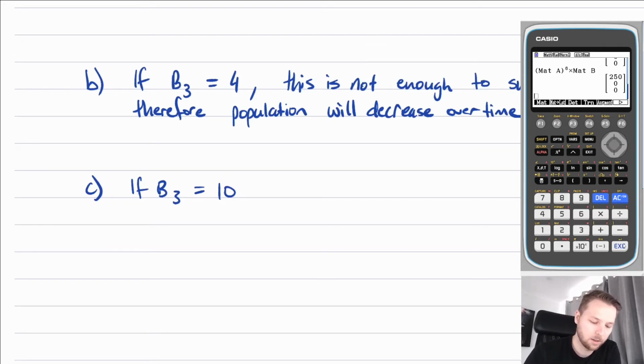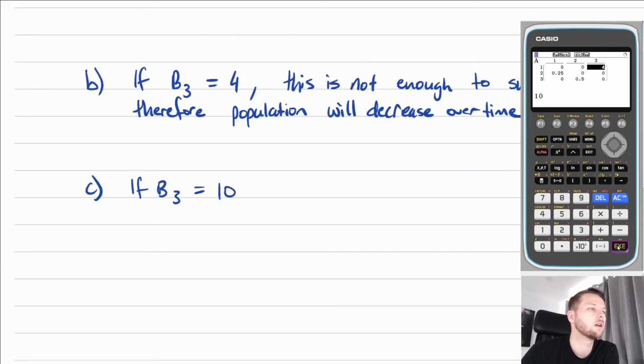I think I know what it's going to do. I think it's going to increase over time. So if we go back to our calculator here, go back to the exit, press F3 for our matrices, enter in that one, and now let's change our birth rate to 10. Press enter, exit, exit, and let's go back up to the top now that we've changed our matrix.